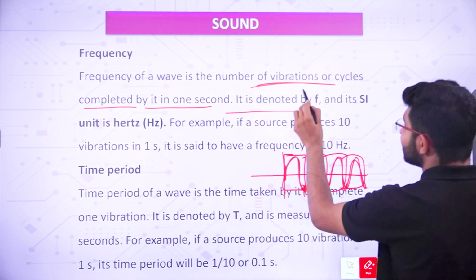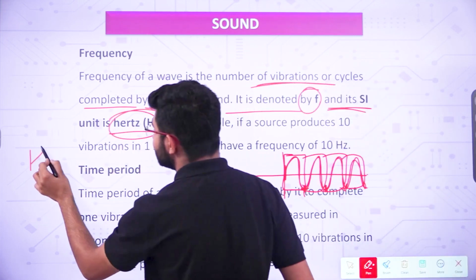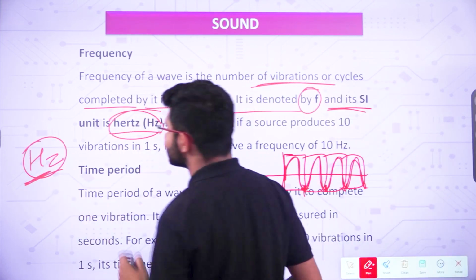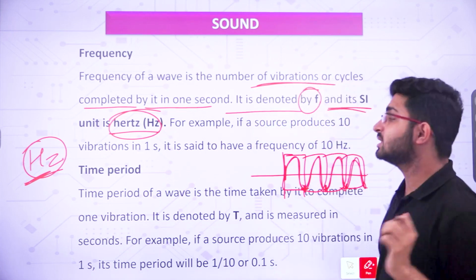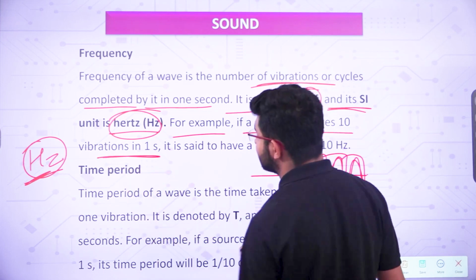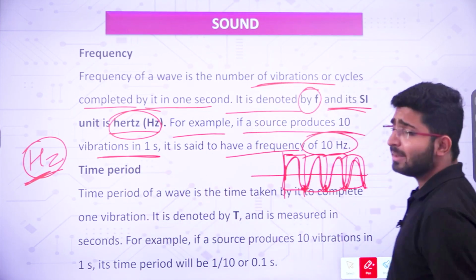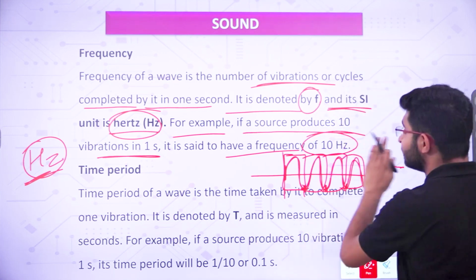It is denoted by small f and its SI unit is hertz. We denote it as capital H small z, pronounced as hertz. For example, if a source produces 10 vibrations in 1 second, it is said that it has a frequency of 10 hertz. This is all about frequency.